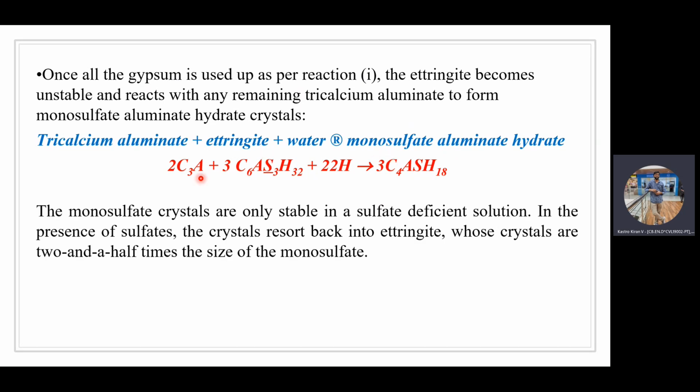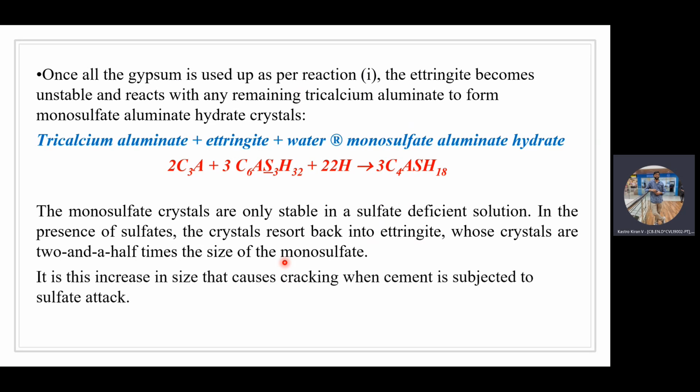Then these monosulfate crystals are only stable in a sulfate deficient solution. That means solutions which don't have enough sulfate compounds. Now, in the presence of sulfates, the crystals go back to the ettringite compound, where the crystals are 2.5 times the size of the monosulfate. They will be much bigger. And it is this increase in size that causes cracking in the cement matrix.